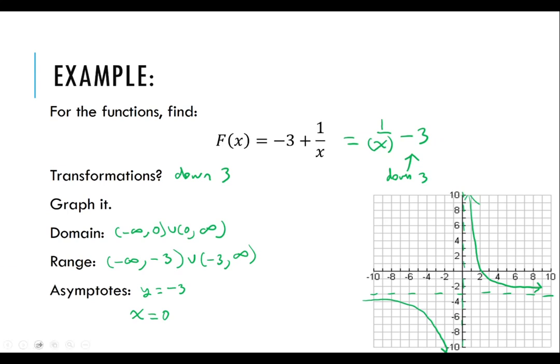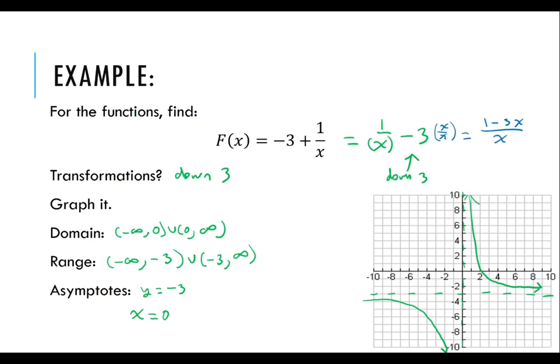So let's put this as a single rational expression as opposed to this addition stuff. And so how could I do that? Well, I can multiply by 1 in disguise. My 1 in disguise would be x over x, so it gets a common denominator. Then I get 1 minus 3x all over x.